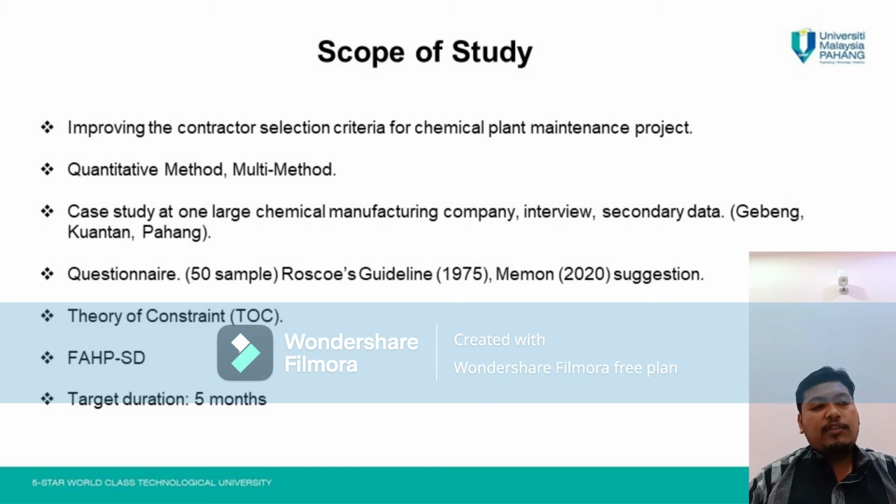Other than that, a questionnaire will also be distributed to other chemical companies to collect the opinions of their experts. So here, 15 samples will be distributed by using Roscoe Guideline 1975 and Memon 2020 suggestion. The theory that will be used in the study is the theory of constraints, and the other methods that will be used are FAHP and system dynamic methods. The target duration for the study is 5 months.